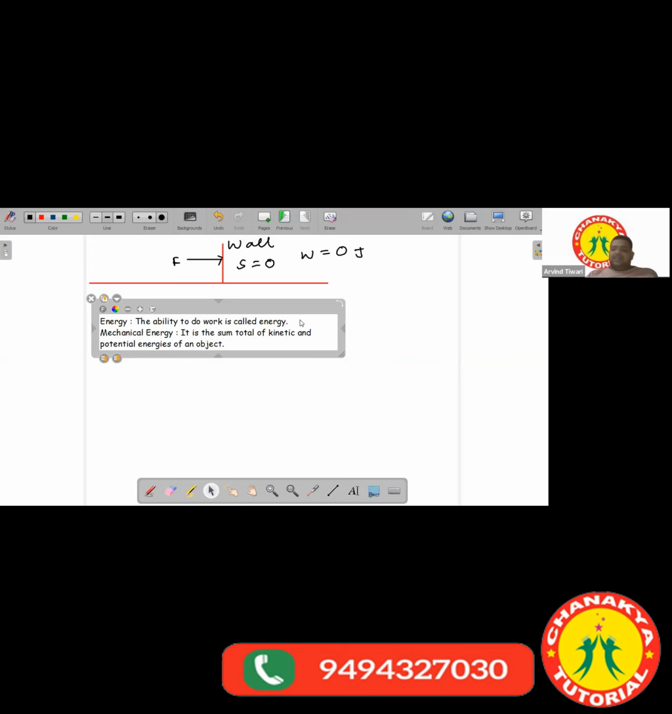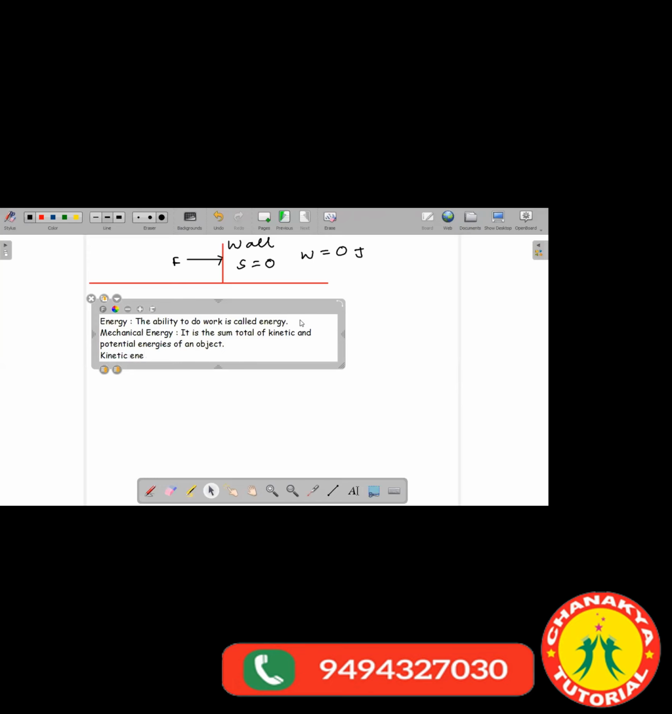I think you have heard about kinetic energy also. You can define kinetic energy. So what is kinetic energy? The energy of a moving object is called kinetic energy. If an object is moving, it possesses some energy, and that energy is called kinetic energy.